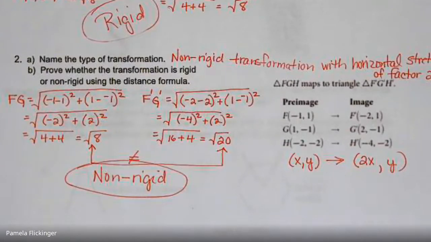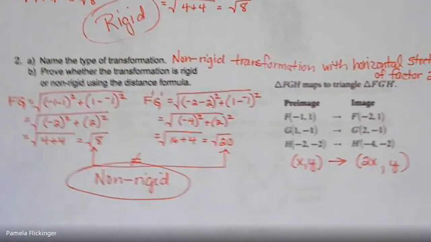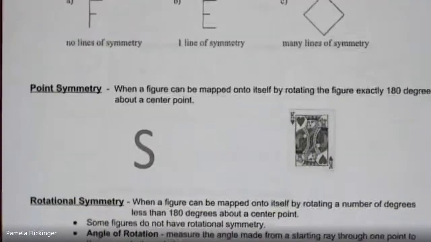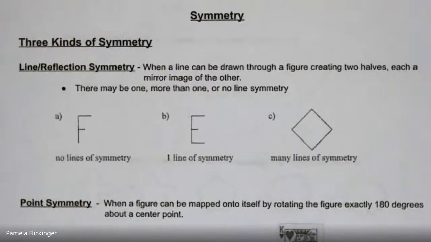All right, so now again, assuming that we didn't make any math mistake, we can conclude what type of transformation that we said it was, it actually is. All right. The last part of this lesson is on symmetry. And there are 3 kinds of symmetry that you need to be able to identify. One is line symmetry, also known as reflection symmetry.